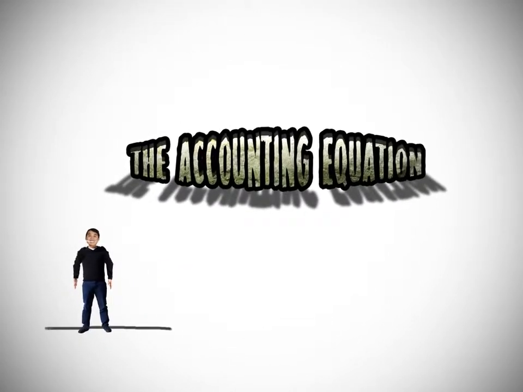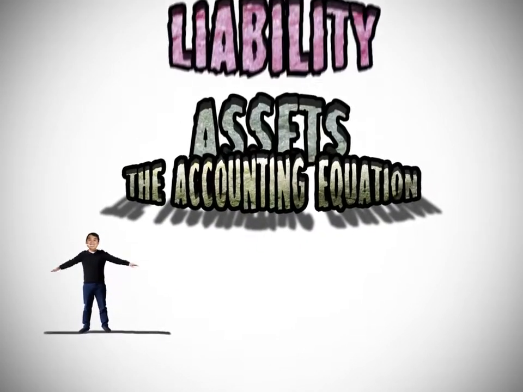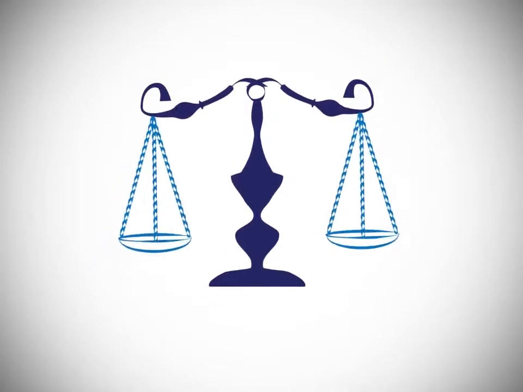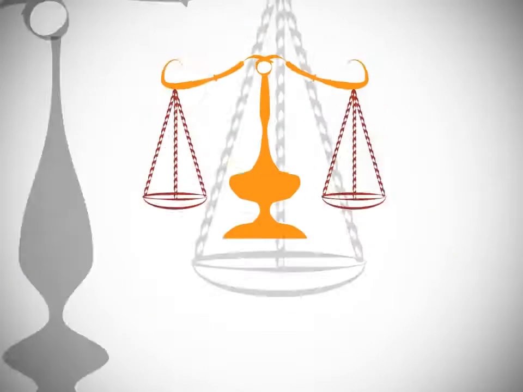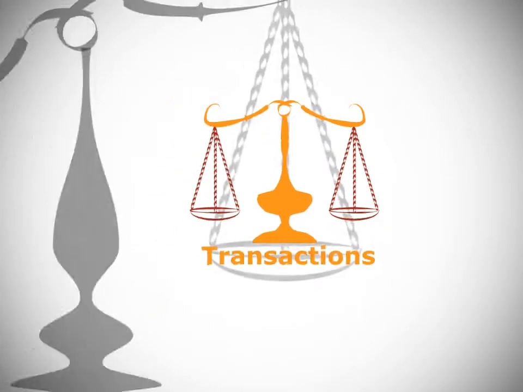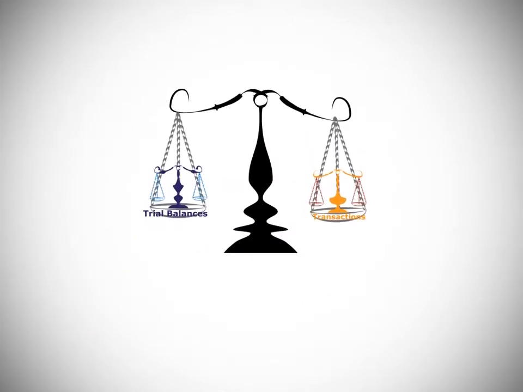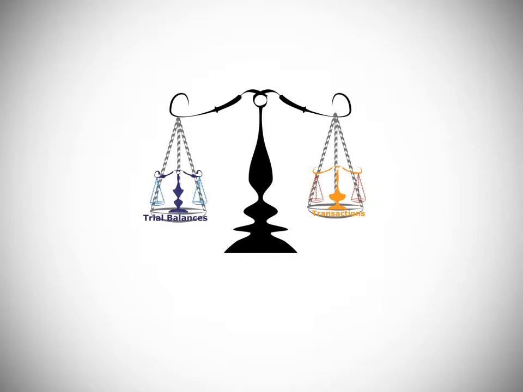Accounting equation, or defining assets, liability, and equity. This is where it all starts. And in accounting, everything balances. We'll have trial balances that balance. We'll have transactions that balance. When we do something to one, we can't stop doing the transaction until we do something to something else.